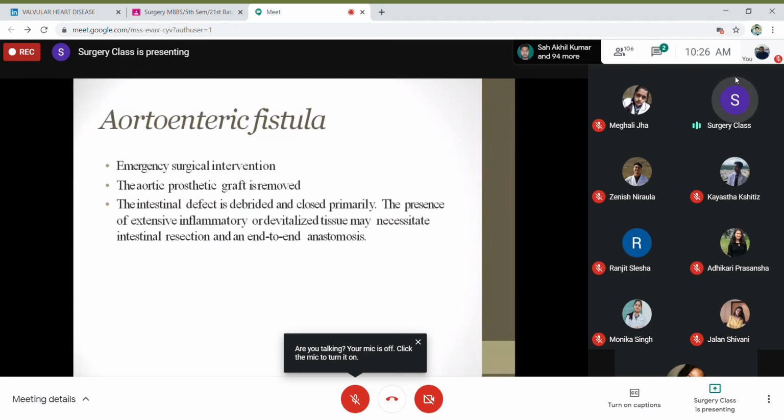So aortoenteric fistula, will not go into that. It's an emergency situation where there is high mortality. So very difficult to treat.